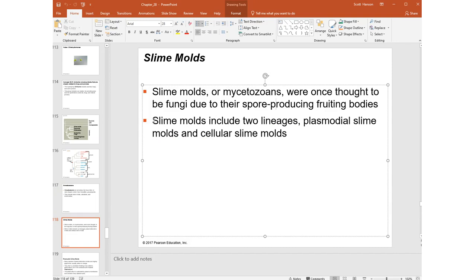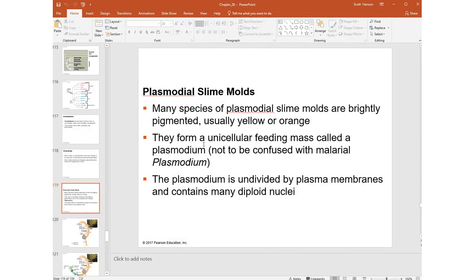And I know the term slime mold doesn't conjure up very attractive illustrations, but actually the study of slime molds is kind of interesting in a lot of ways. And there are two lineages of these things: plasmodial slime molds and cellular slime molds. And we'll go down both of those rabbit holes here today.